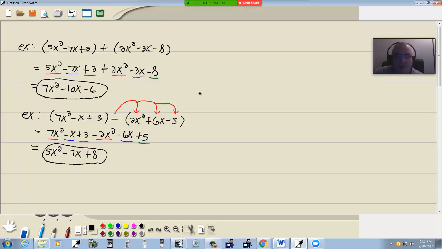Now, one more topic I just want to discuss here is the distributive property. It kind of goes along with terms. If I have something that looks like this.